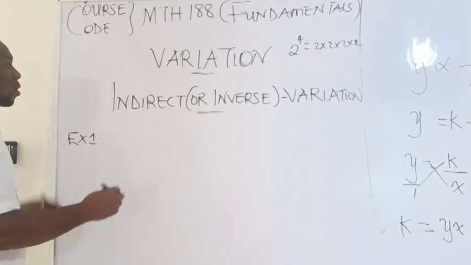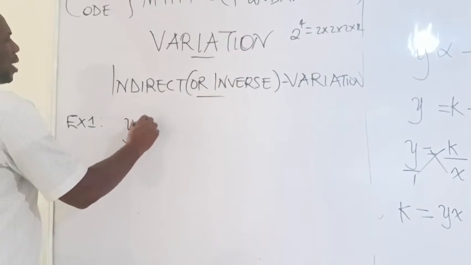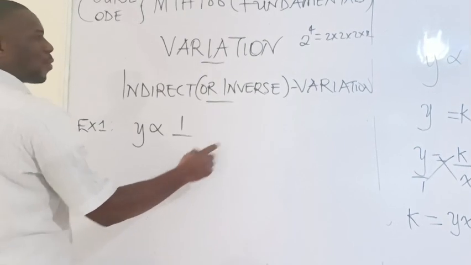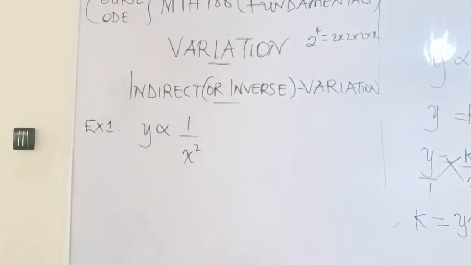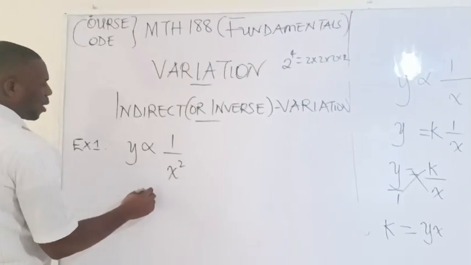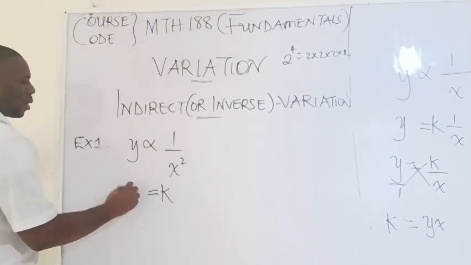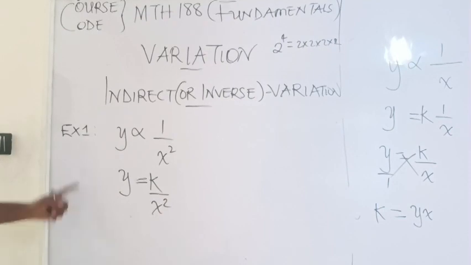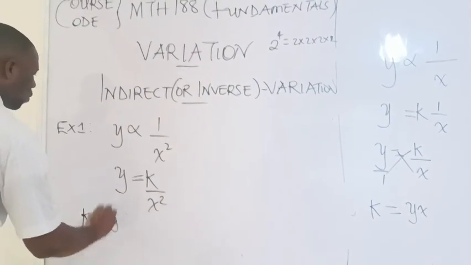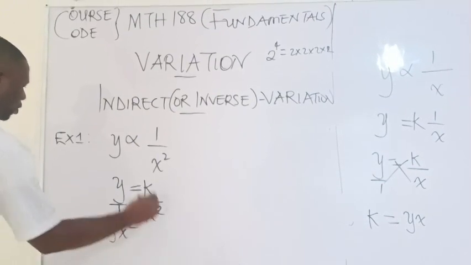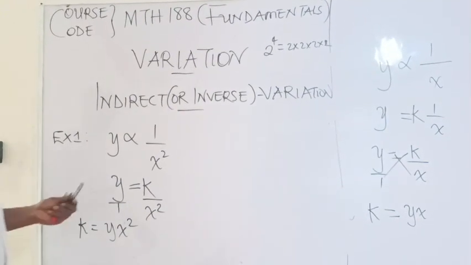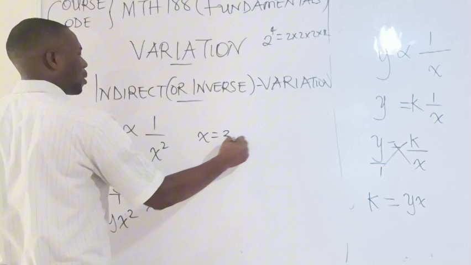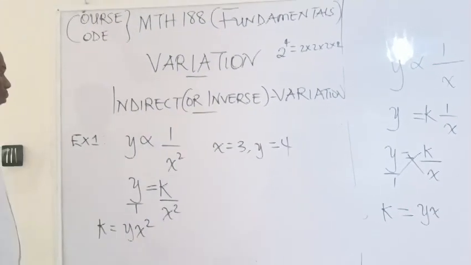Now let's say quantity y is inversely proportional to the square of x, for example. So I could stick in an equal to sign here, followed by a constant k, then I have a y here. K times 1 is still k, so I just have x squared down, and when you cross multiply, k becomes y times x squared. So I'll stick in some values now for x and y. Let's say when x is 3, y is 4.